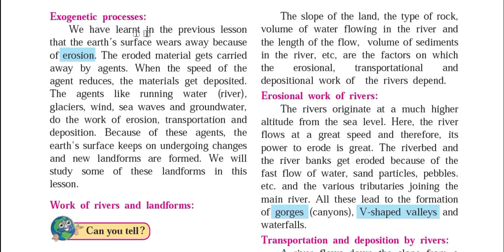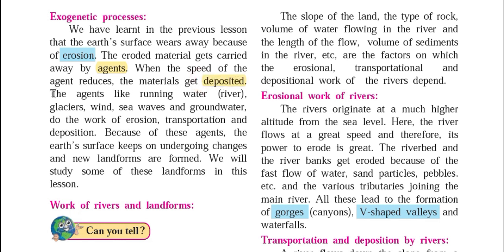We learned in the previous lesson that the earth's surface wears away because of erosion and some weathering processes, like mechanical weathering and chemical weathering. The eroded material gets carried away by agents. What do we mean by these agents? They are physical agents like water, wind, or glacial ice. When the speed of the agents reduces, the material gets deposited. Remember this.